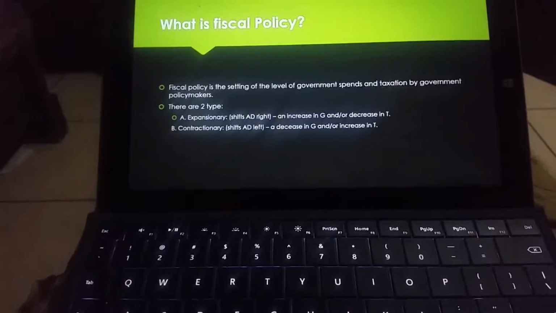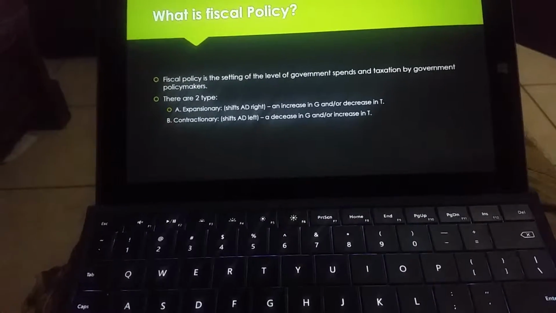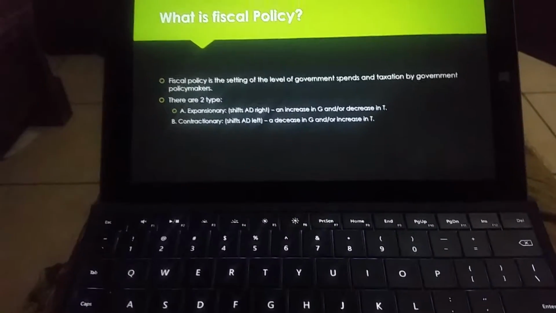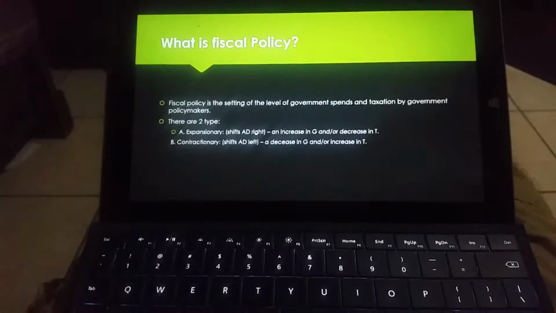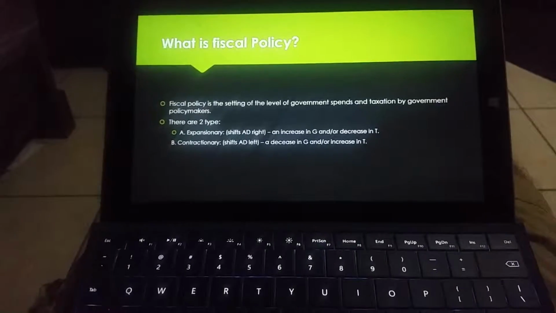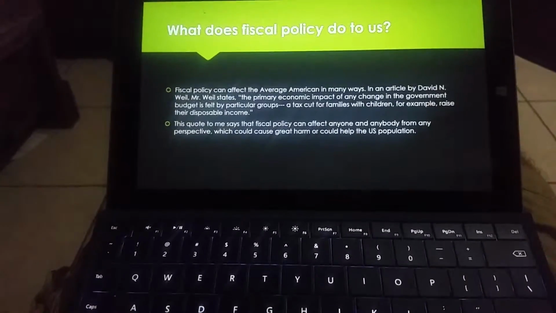What is fiscal policy? Fiscal policy is the setting of government spending and taxation by the government policymakers. There are two types of fiscal policy: expansionary, which is an increase in G or a decrease in T, and contractionary, which is a decrease in G and an increase in T.